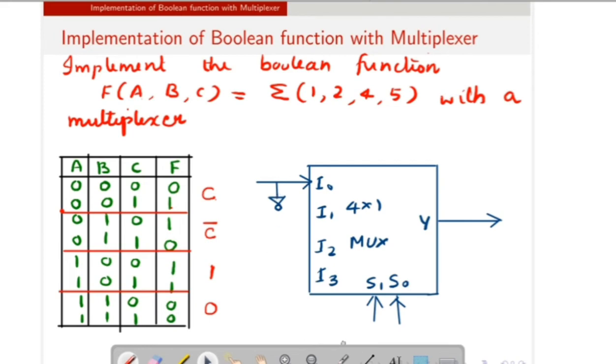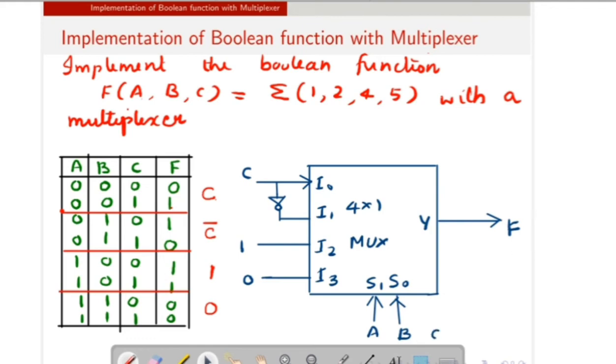Complement C. Then that is connected to I1. Then for I2, 1, I3, 0. So we can mark the input and outputs. So here it is C. This is 1, 0. This one is AB. And here it is the F.